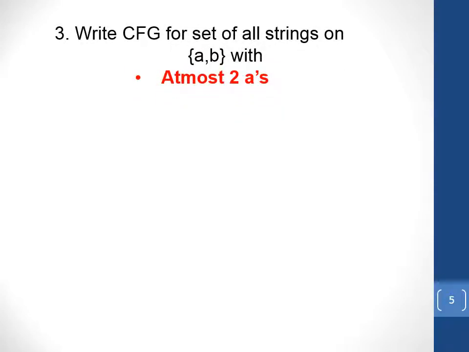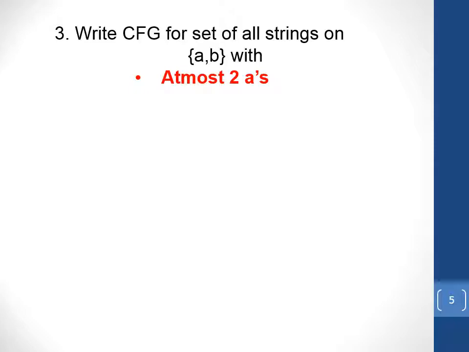Okay, so let's have the last question of the day. Write a context-free grammar for the set of all strings on {a, b} with at most two a's. Now this word "at most" is tricky. It is very important to understand this word, so I would like to give you an example.